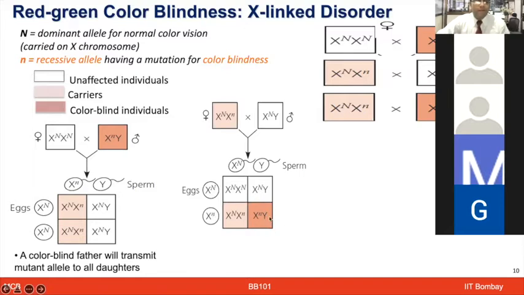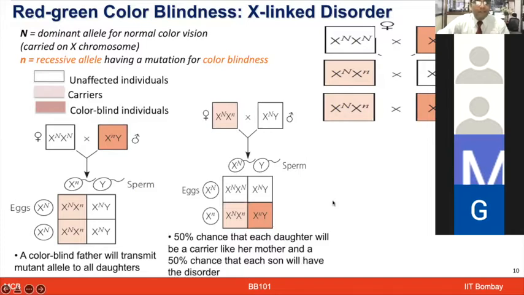In this cross, since you know that even with one recessive allele, which is small n, the male will become colorblind because the male has XY, only one X chromosome. It does not have a buffer like two X chromosomes as in the female. So in this case, the male is going to become colorblind, despite both the parents looking normal. And that could be a question: if one of the males born in the family is colorblind, despite both parents being normal, what could be the possibility? In this case, the female is the carrier.